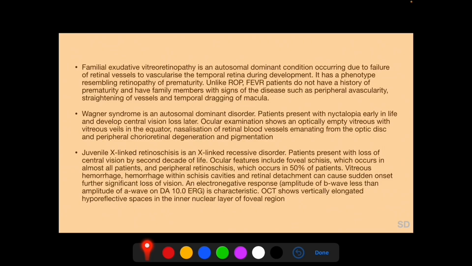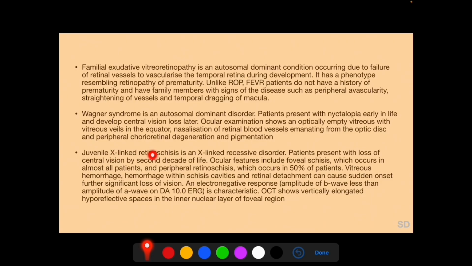Wagner syndrome is an autosomal dominant disorder in which patients present with nyctalopia early in life and develop central vision loss later. Ocular examination shows an optically empty vitreous with vitreous veils in the equator, nasalization of retinal blood vessels emanating from the optic disc, and peripheral chorioretinal degeneration and pigmentation.